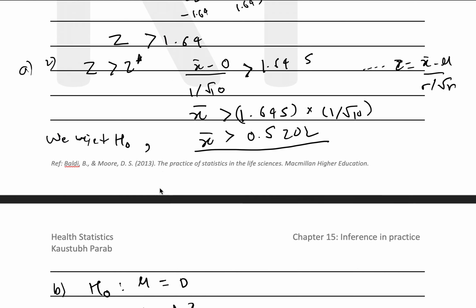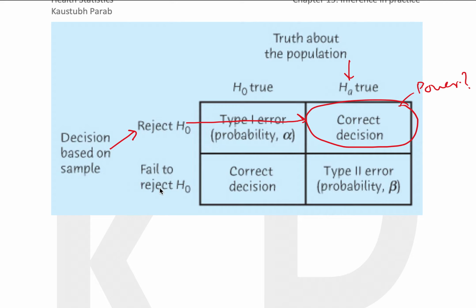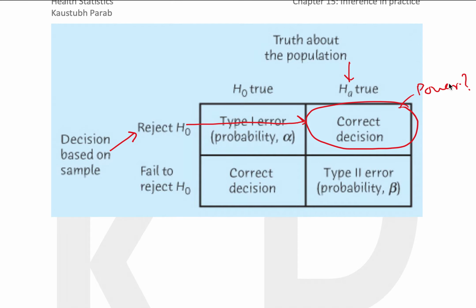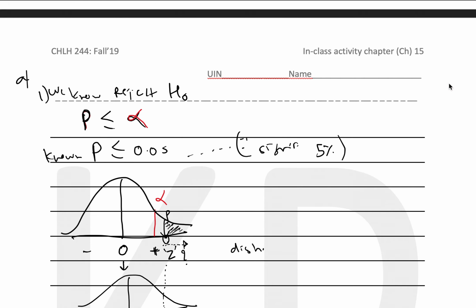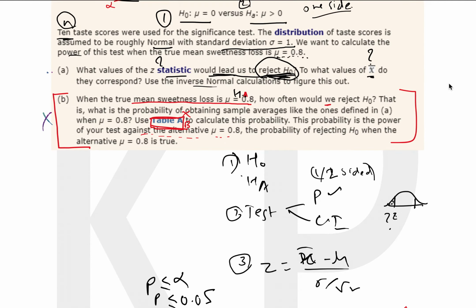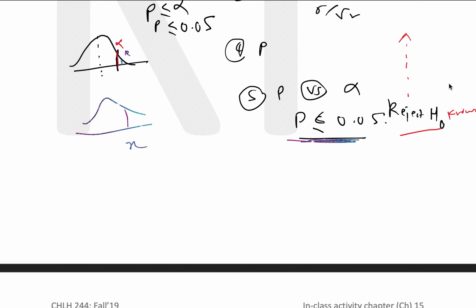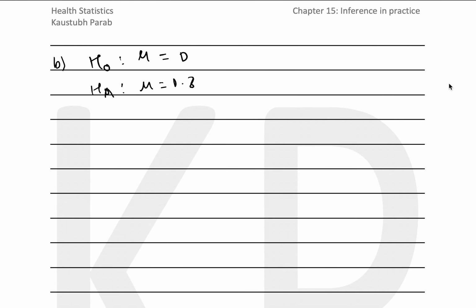The probability of rejecting the null when the alternative mu is true. So, the probability of rejecting the null by us based on the sample when the alternative is true in the population. That's nothing but the power, right? So that's a little bit of explanation of the concept. So we want to find that particular probability or power. Let's solve that in here.